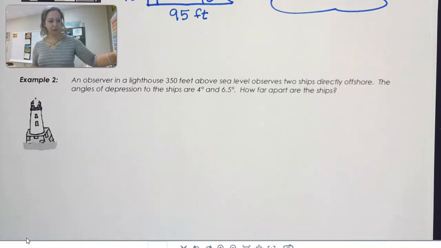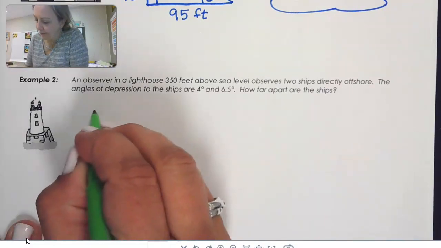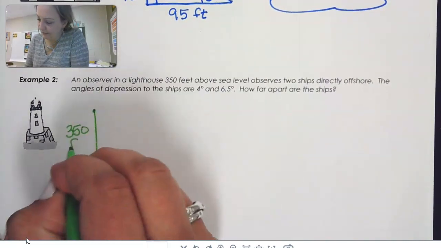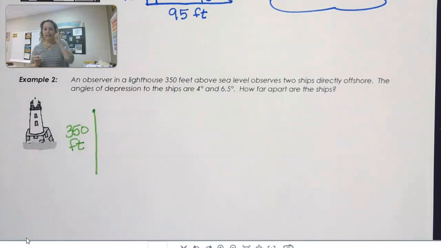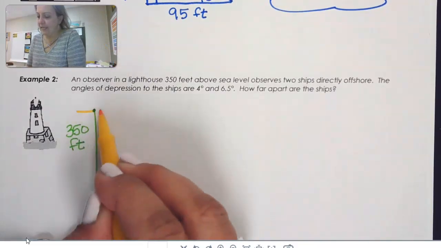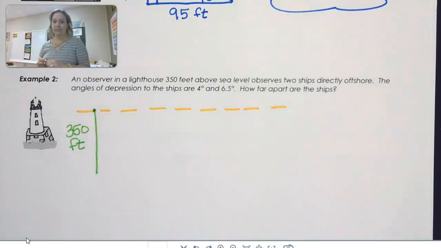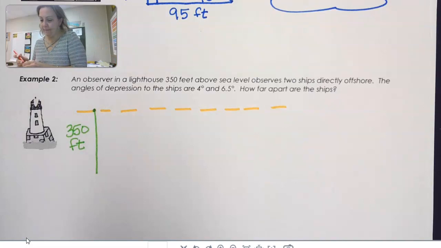Well, let's try to draw a little picture for that. So here's our lighthouse. And here's the observer in the lighthouse, 350 feet above sea level. And it's talking about the angles of depression. The angles of depression, remember, are measured from this horizontal line. So one of them is going to be 4 degrees, and one is going to be 6.5 degrees.